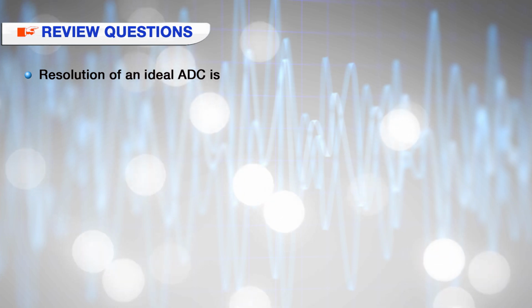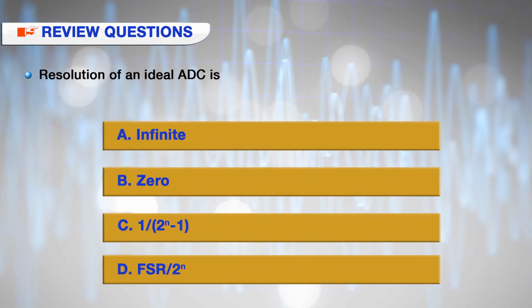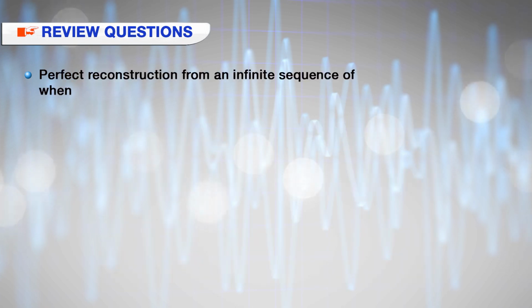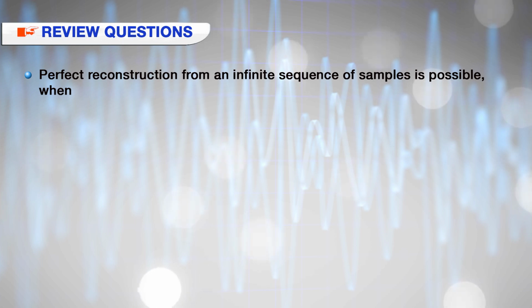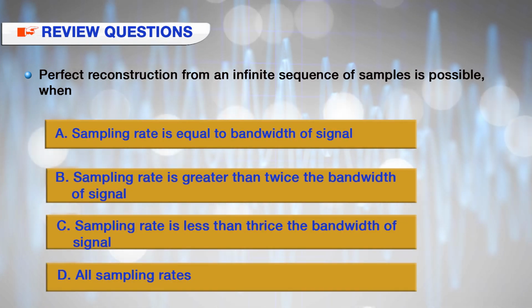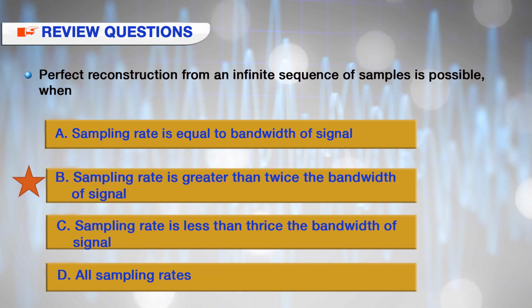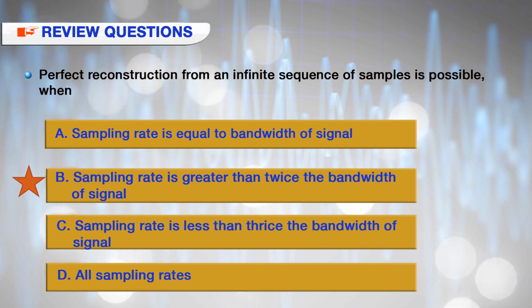Third question is resolution of an ideal ADC. So here we are talking about ideal ADC. So we have seen that resolution of an ideal ADC is equal to infinite. Next question is perfect reconstruction from an infinite sequence of samples is possible when. So, here we have 4 options and this statement is from Nyquist theorem. So, it is saying that we can perfectly reconstruct our signal for which condition. So, the correct option is B, which is saying sampling rate is greater than twice the bandwidth of the signal.